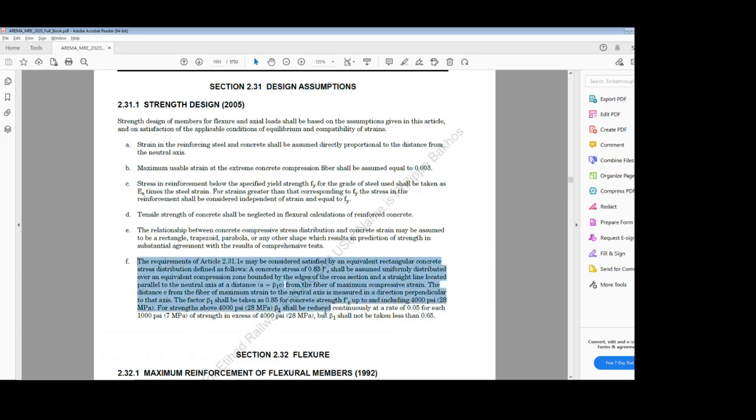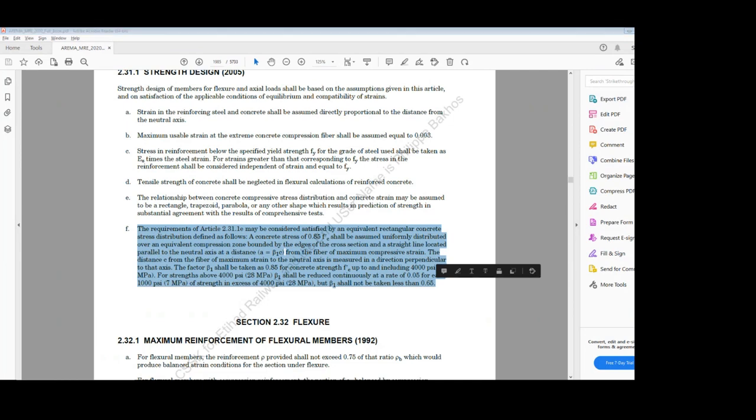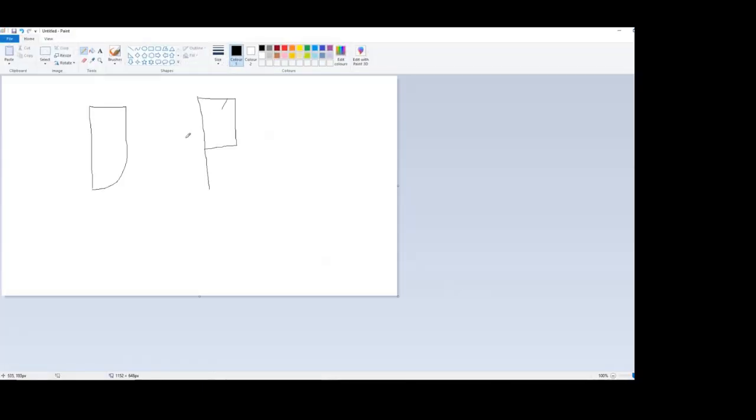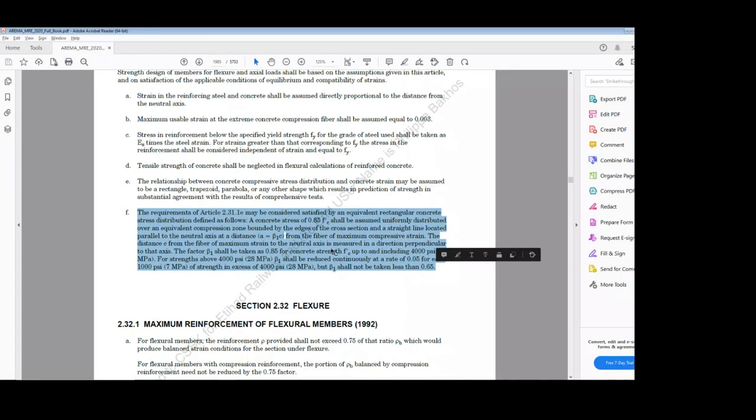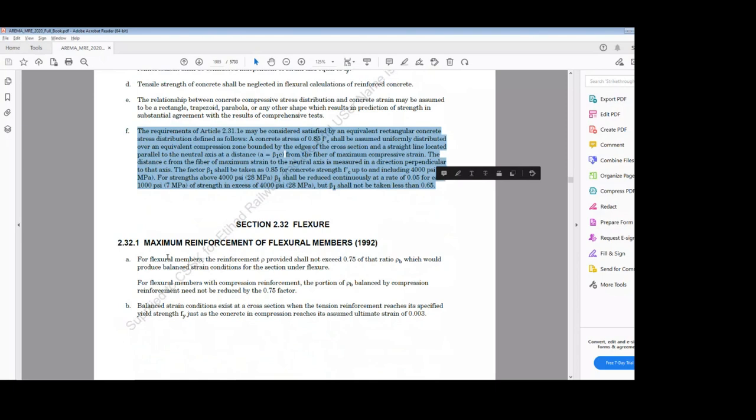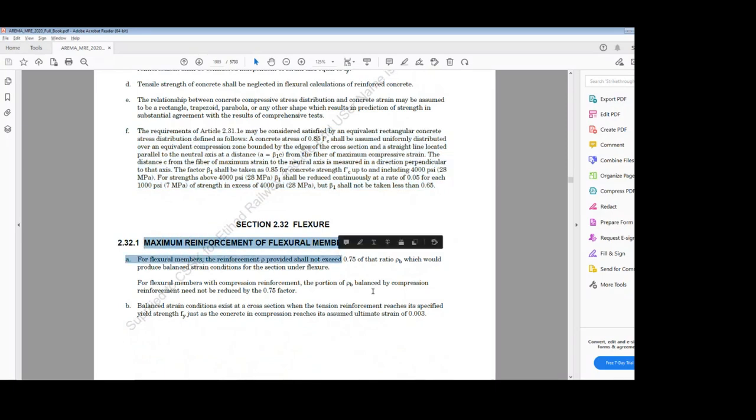By reading this paragraph, point F, you will get to know how to create this kind of stress block diagram, what the maximum compressive stress in this fiber should be, and what the depth of this stress block should be. All those things are written here. Then the maximum reinforcement for flexure members, basically over-reinforced and under-reinforced kinds of things.